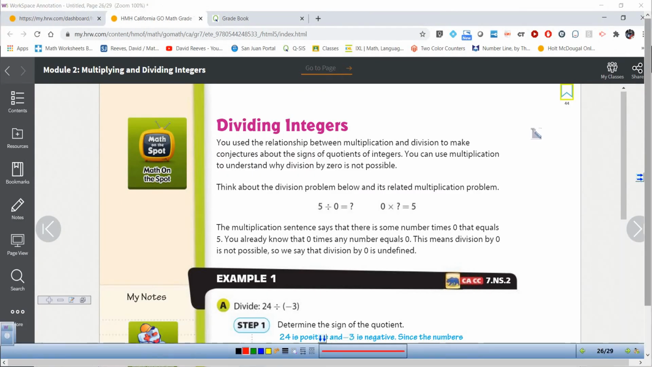The rules are the same for division. A positive divided by a positive is equal to a positive. A positive divided by a negative is equal to a negative. A negative divided by a positive is equal to a negative. These two get grouped together. And then a negative divided by a negative is a positive. When you take a positive number of things and divide it into a positive number of groups, you get a positive result. Again, you can't have a negative number of groups.